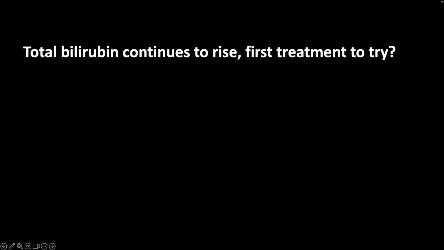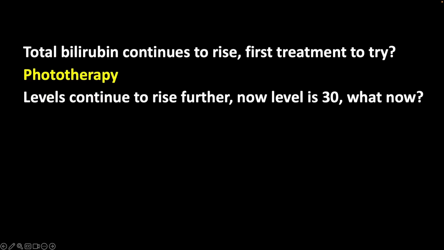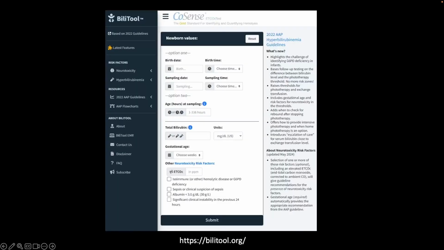Now let's say the total bilirubin continues to rise. What is the first treatment you want to try? This would be phototherapy. The levels continue to rise further. The level's now 30. What now? You want to do an exchange transfusion. And each exchange transfusion threshold is different based on the baby's characteristics. You can see a calculator here. You take all these different characteristics into account.